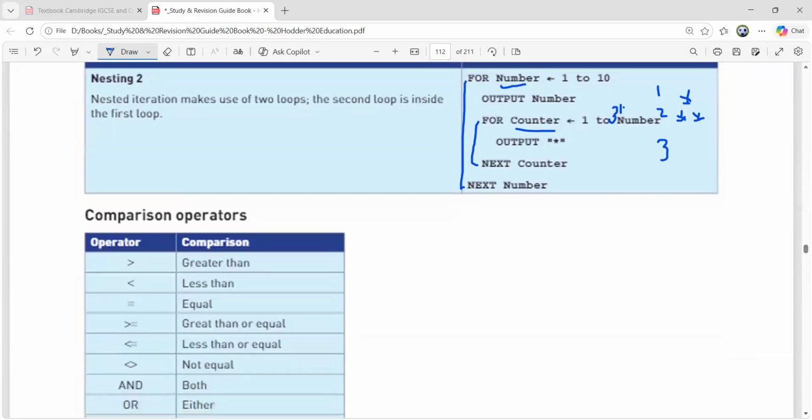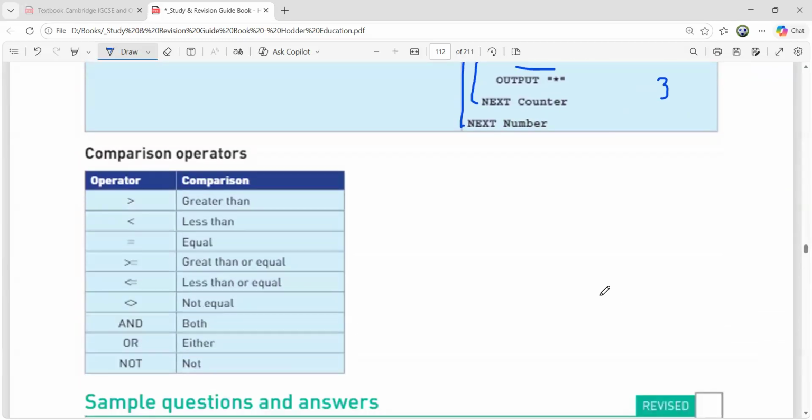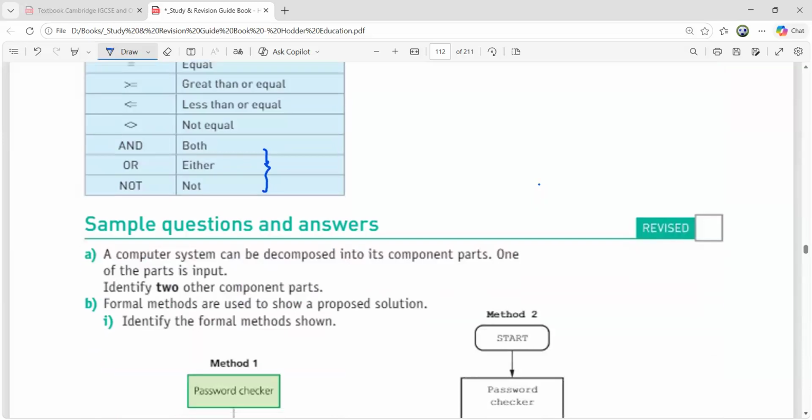And then the comparison operators. These are called the comparison operators: greater than, less than, equals to, greater than or equal to, less than or equal to, not equal to. And, or, and not are here under comparison, and they're also the Boolean operators. So just be very clear about these questions because they are coming in our paper, and they are definitely going to give you the marks. And once you understand these revision guide things, then you will be able to recall how to answer the questions also.